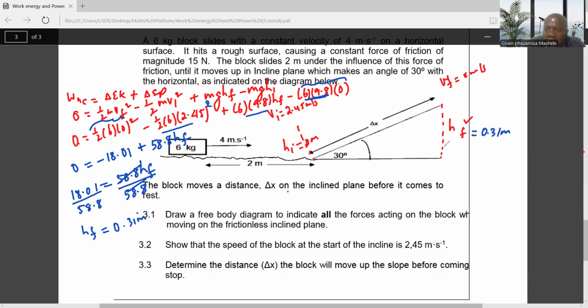And since this is a right angle triangle, we have the angle, so we can get it by using sine. So this will be the opposite over hypotenuse. So we're going to say sine 30 is opposite over hypotenuse. What is the opposite? Opposite is our HF, which is 0.31. Hypotenuse is our delta x, so it is over 1. Let's cross multiply. So this will be delta x sine 30 equals 0.31. Then we divide it by sine 30.